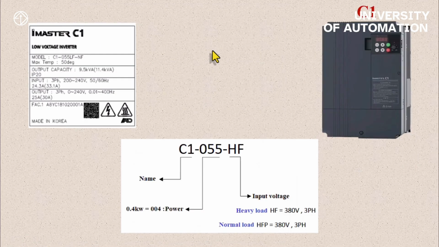Now, the next model from iMaster is the C1 model. The C1 inverter also has its own nameplate, and from that nameplate, you can determine its specifications. On its nameplate, first, the device model is specified, saying this device is the C1 model. After the model and the first dash, the device's power is listed. For example, here 055 means 5.5 kilowatt, or 004 means 0.4 kilowatt.